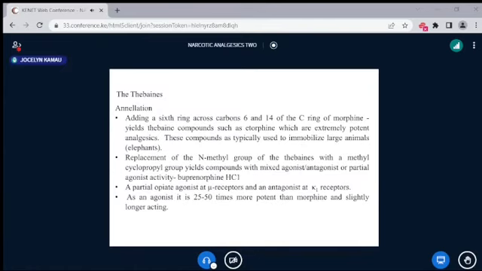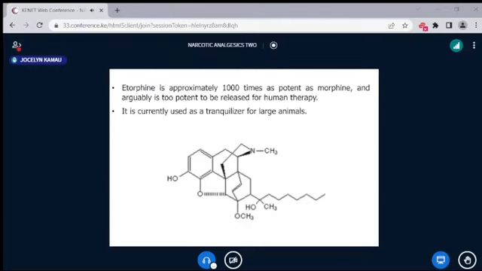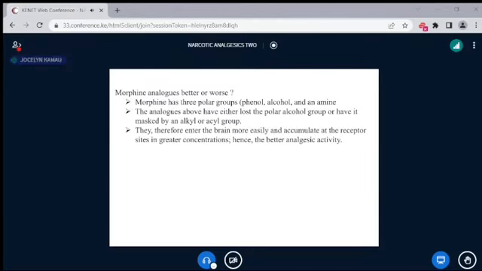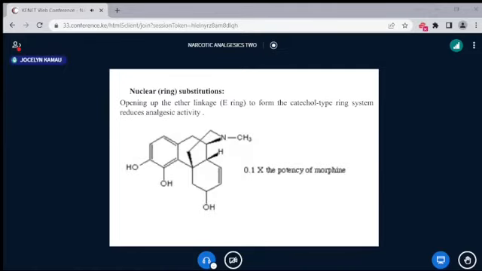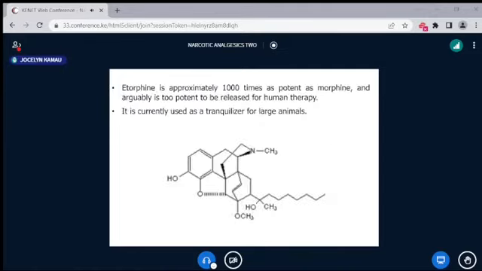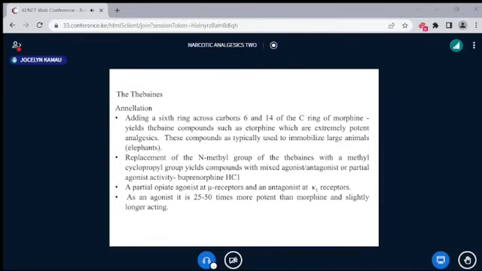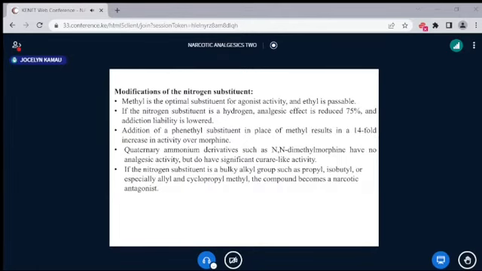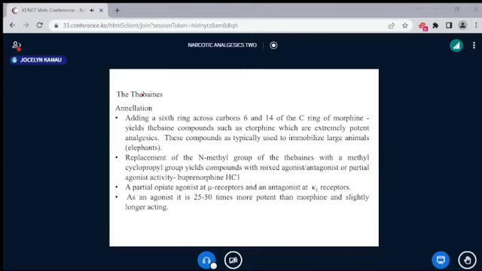Then I think this is the final one of the changes before we get to the morphinans. It was also found that you can do what we call annulation. Annulation is where you add another ring. And it was found that if you do annulation on ring C, you actually increase activity. The resultant compounds are what we call the thebaines. That's where I am now. So annulation, adding a sixth ring.